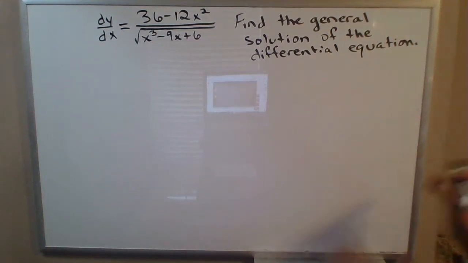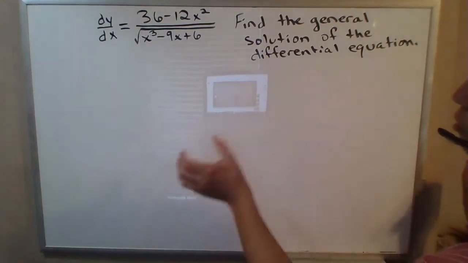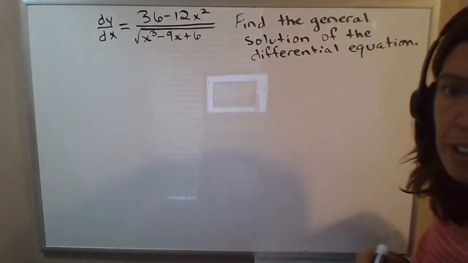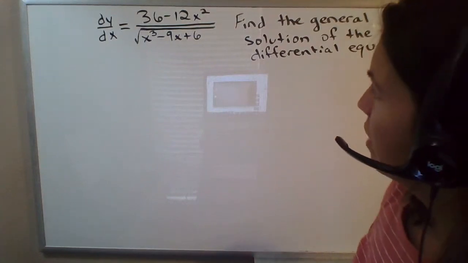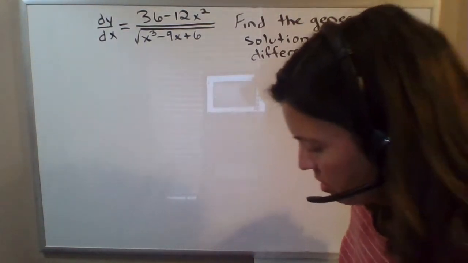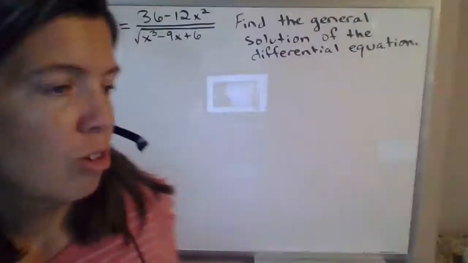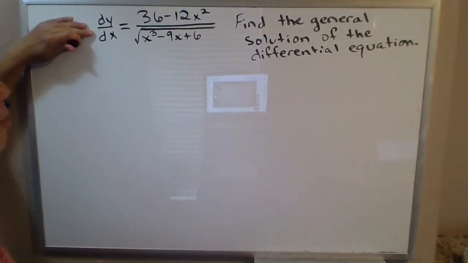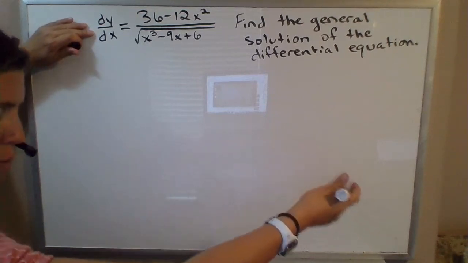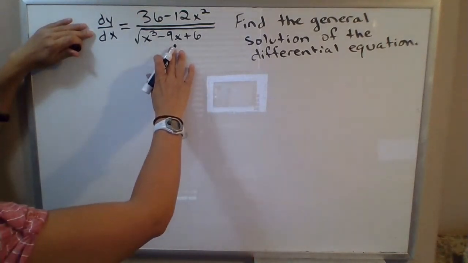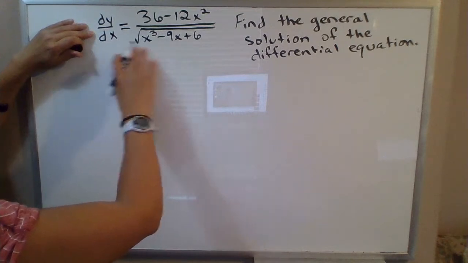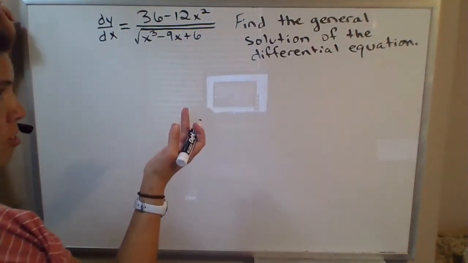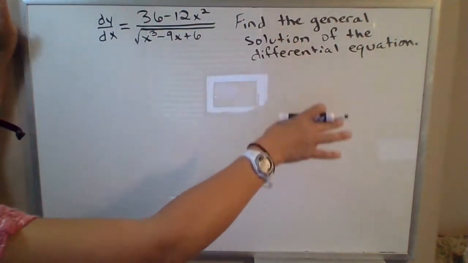So in this example, we want to find the general solution of the differential equation dy/dx equals (36 minus 12x squared) over the square root of (x cubed minus 9x plus 6). So the task is to find the general form of the function y equals some expression of x that satisfies this equation. So we want to find the function y whose derivative is this.